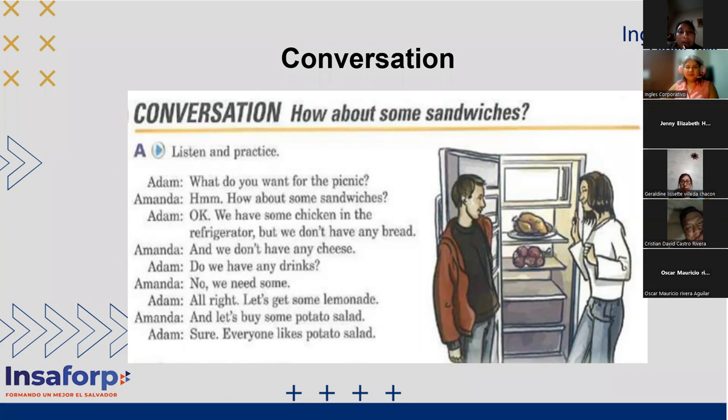What do you want for the picnic? How about some sandwiches? Okay, we have some chicken in the refrigerator, but we don't have any bread. And we don't have any cheese. Do we have any drinks? No, we need some. All right, let's get some lemonade. And let's buy some potato salad. Sure, everyone likes potato salad. Okay, good.